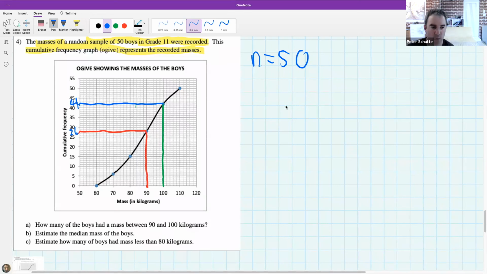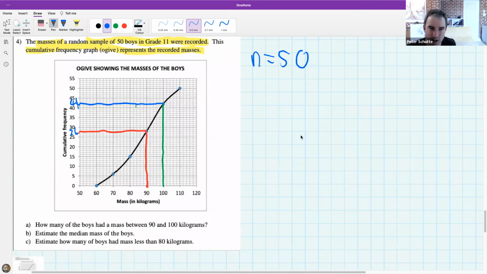Okay, so what we've got so far is we know that 26 students weigh 90 kilograms or less. Because this is a cumulative frequency, it accumulates things. So we also know that 44 students weigh 100 kilograms or less. I want to know how many boys, or how many students, have a mass between 90 and 100.